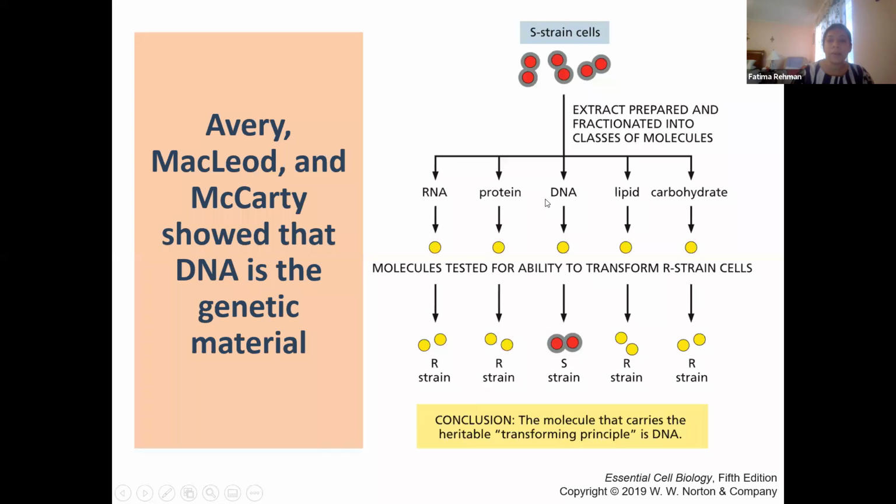They then would mix them with the R strain and see if they had the ability to transform the R strain into S strain as they expected. And lo and behold, the only thing that was able to do that was the DNA fraction. Everything else, the cells remained the same. They did not cause any infection, and that was it. So their experiments definitively told that the heritable transforming principle component was in fact the DNA and not anything else.